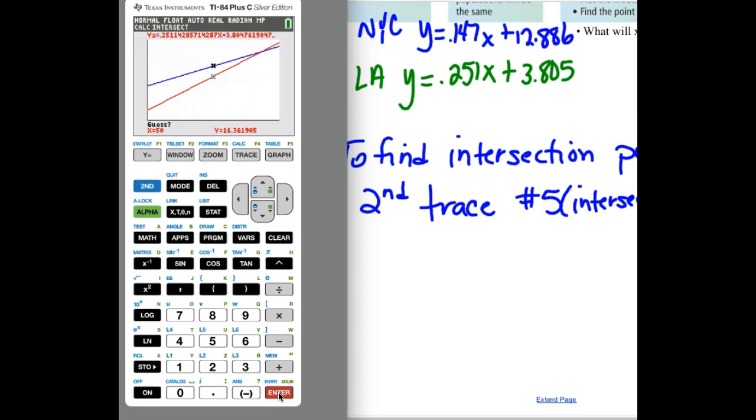Now it blinks on the second, the red line, and I'm going to hit enter again. They only make you do this because in your y equals screen, there are 10 different equations. So it's basically saying, tell me which two you want to find the intersection of. Then it asks you if you want to make a guess. You can bypass this. You don't have to make a guess. Just hit enter a third time now, and it'll bypass that, and it'll give us our intersection.